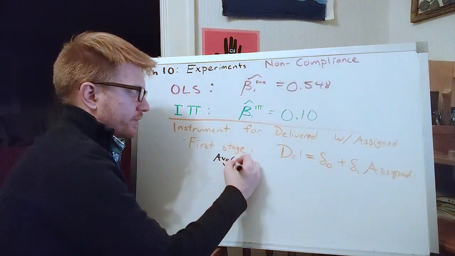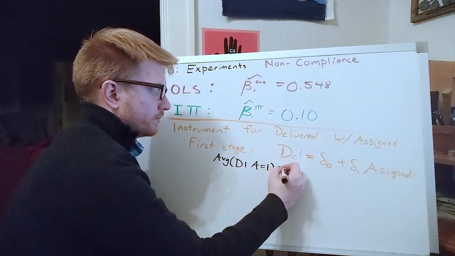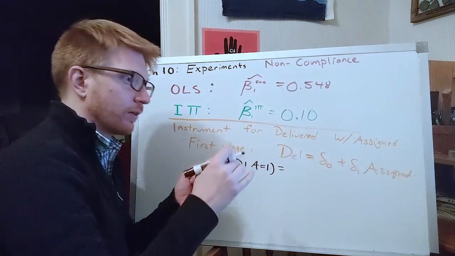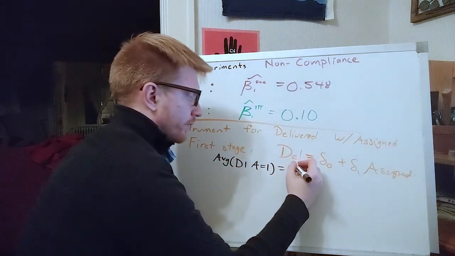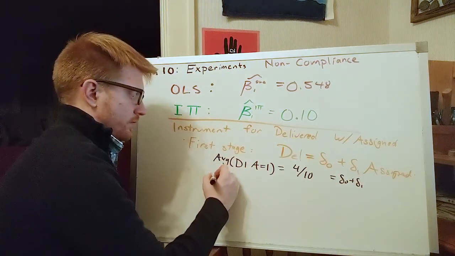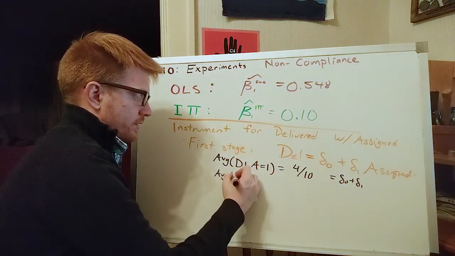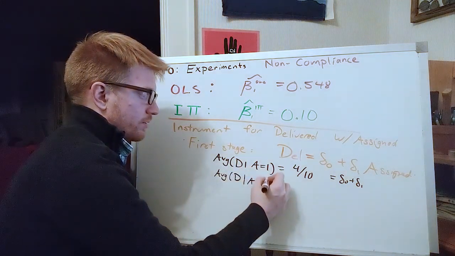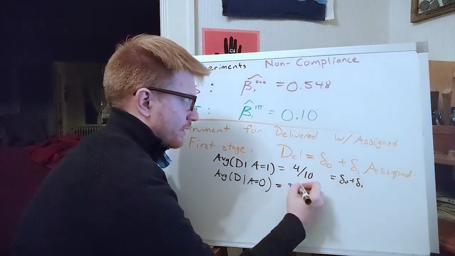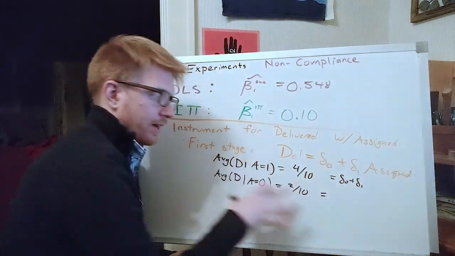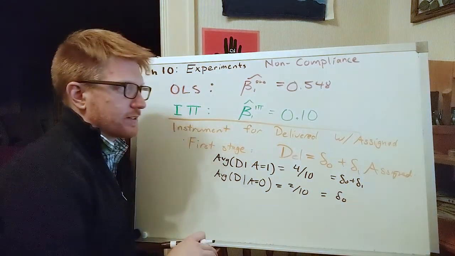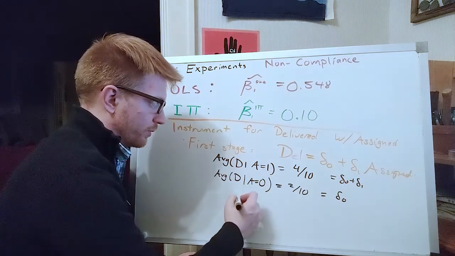What is the average for delivered when assigned equals 1? If we do the math, there were 10 that were assigned, 4 of them were actually delivered. Again, this is delta 0 plus delta 1. What is the average delivered when assigned equals 0, in the control group? We would hope that this would be 0. It is not. 2 of our 10 people actually ended up having conversations even though they were in the control group. This is delta 0.